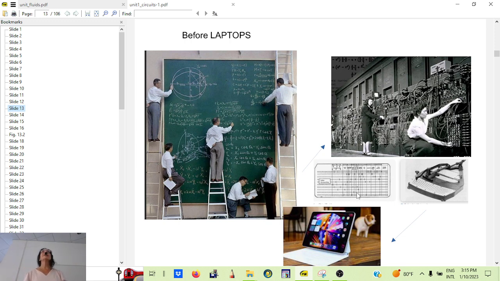So we have come a long way from the blackboard to the analog computers using cathode tubes to the digital age. And this is all thanks to physics.